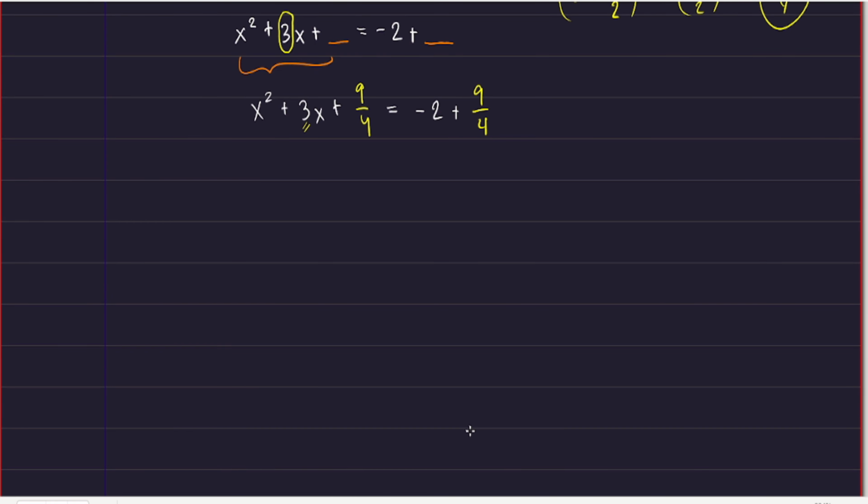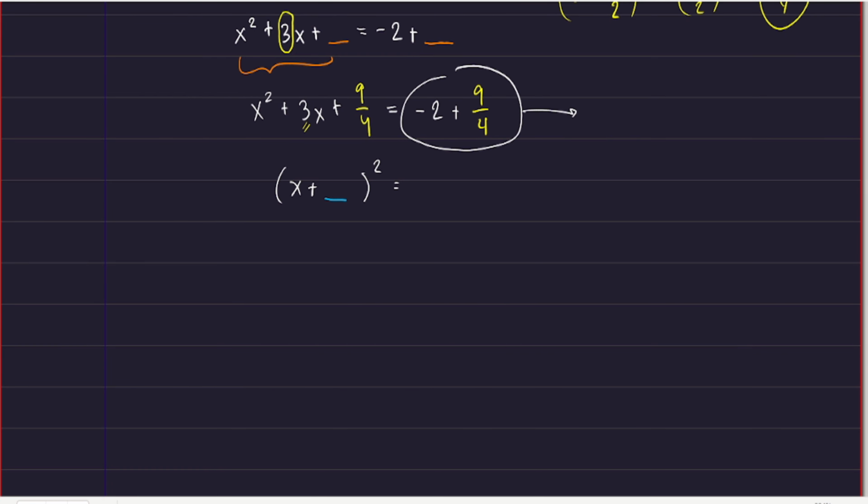Having this equation, no, ang susunod nating step ay ganito. We will rewrite the left-hand side of the equation as something like this: x plus panibagong blank, squared, is equal to negative 2 plus 9/4. Simplify na nga natin to. So, negative 2 plus 9/4.